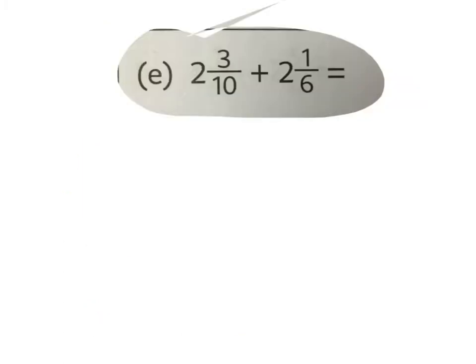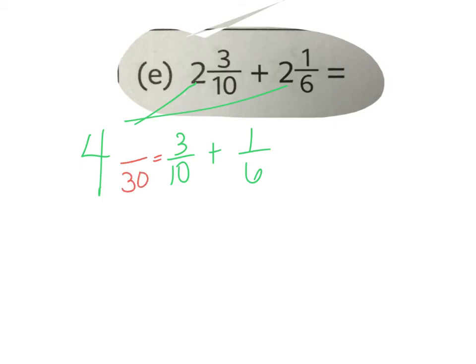Let's do one more. First of all, add the whole numbers. 4. Now 3/10 plus 1/6. I could multiply them together, or I do know that they both go into 30. So I'm going to change this to 30ths and this to 30ths.